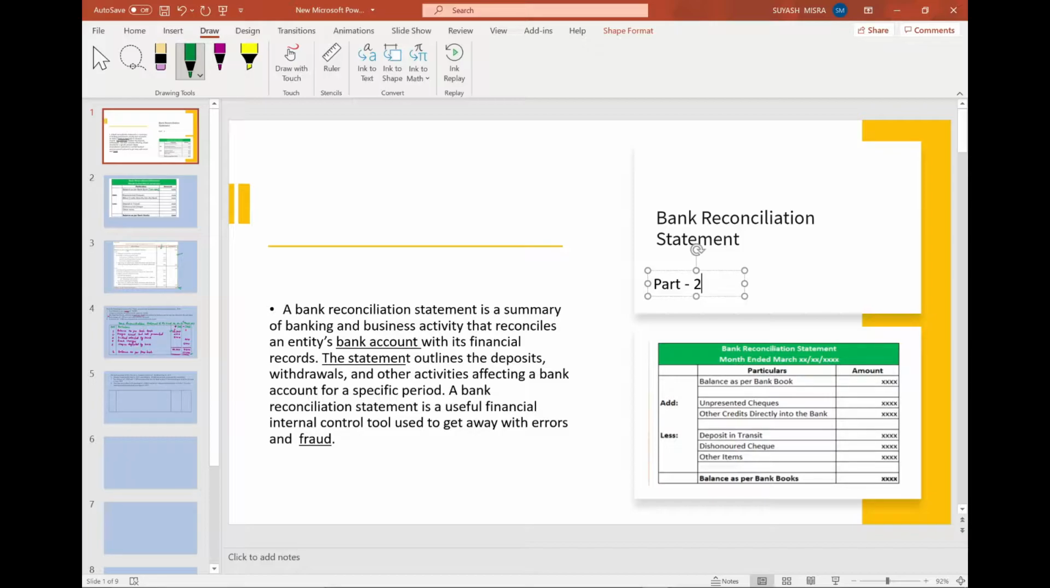This is part 2. In my last video I had shown you how to make entries starting with balance as per cash book of the company or a sole proprietorship or partnership, and arrive at the bank passbook. Now here in this video, I'm going to show you how to start with balance as per bank passbook, and we'll reach the cash book maintained by the company.